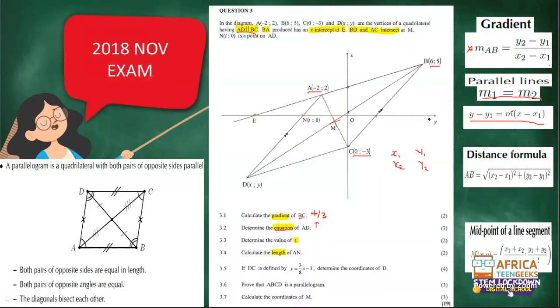And then I said another way would be to simply use the equation y equals mx plus c. Okay. And then still the same thing, you have a point, you have a gradient, and you just have to calculate your c. And then after calculating your c, you would get your answer for the equation. And then you were supposed to determine T.